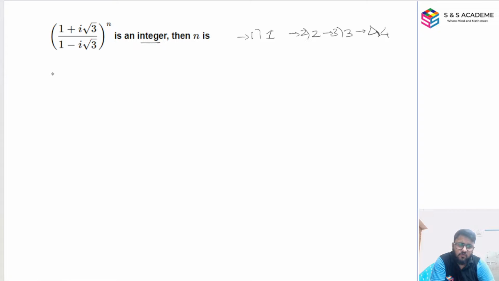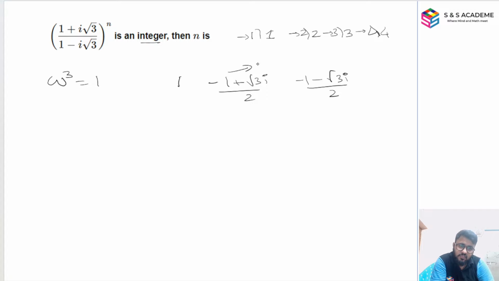In order to go about this, there are multiple ways, but one of the easiest ways is to just know the value of omega. When omega cube equals 1, omega is a cube root. So the roots of unity are 3 in number, because it's a cube root: 1, minus 1 plus root 3 i by 2, and minus 1 minus root 3 i by 2.